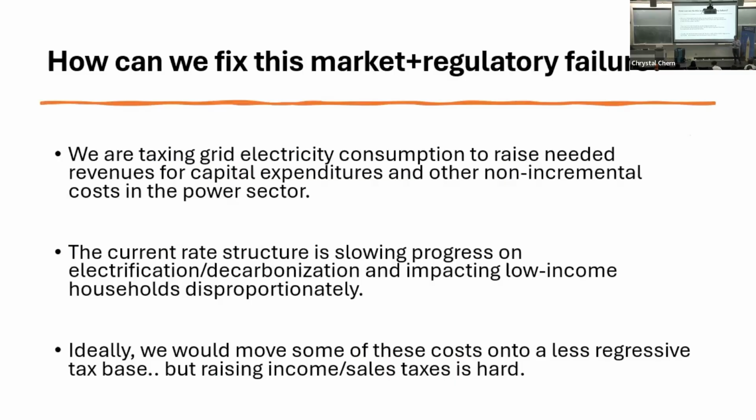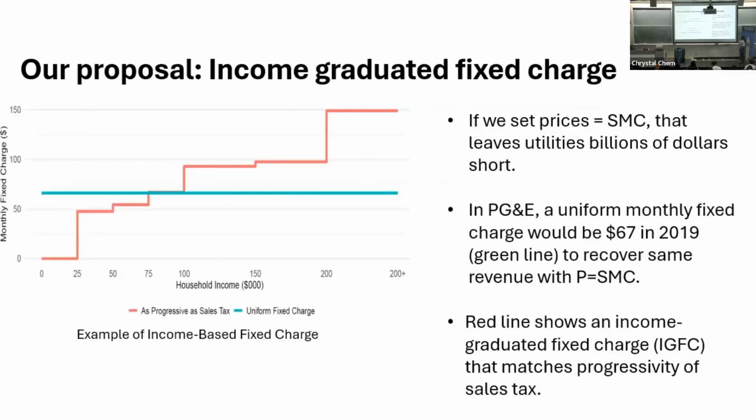It turns out it's very hard to raise income tax or sales tax in California. So what we proposed alternatively was the following, and again, we're economists, not marketers, so we called it the income graduated fixed charge, and we're taking alternative recommendations because that one didn't go over so well. But the issue is the following. If we were to reduce your electricity prices closer to social marginal cost, so what you see is the true cost of electricity consumption, we're sending the right signal, but we're billions of dollars short.